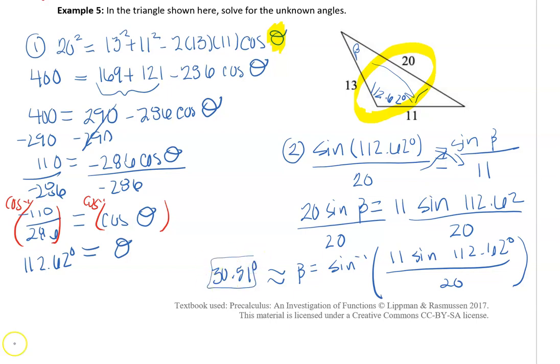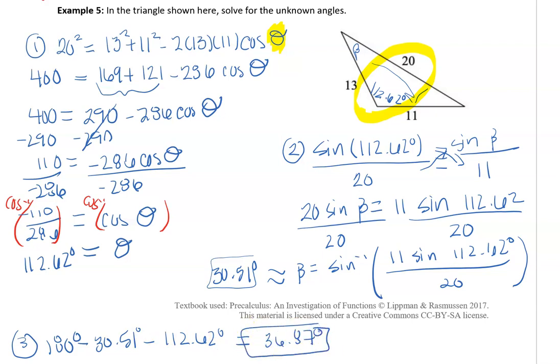And then lastly, we can find our missing angle. So we can say 180 minus 30.51 minus 112.62. And you should get approximately 36.87. And again, do a little mental check. 36.87 would be down here. We figured out beta to be 30.51. 11 is the smallest side. 30.51 is the smallest angle. And so that looks like it's all lining up for us. Just kind of a quick mental check.